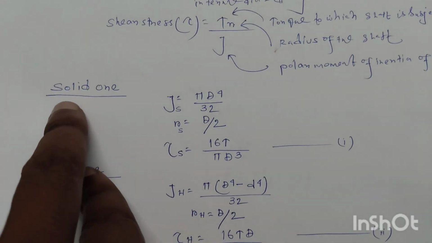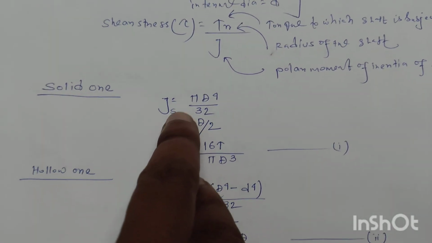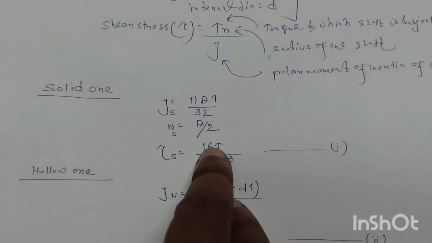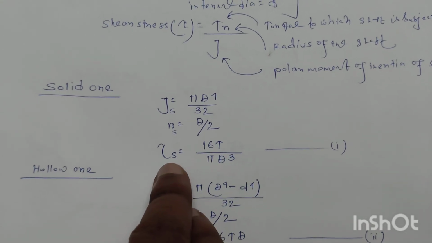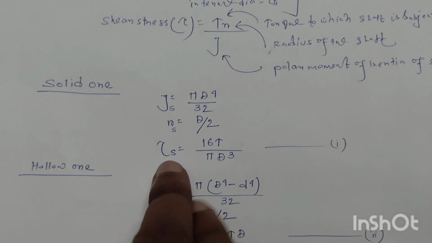For a solid circular shaft, the polar moment of inertia Js will be equal to pi D to the power 4 by 32, and the radius Rs will be equal to capital D by 2, and the shear stress tau s will be 16T by pi D cube.